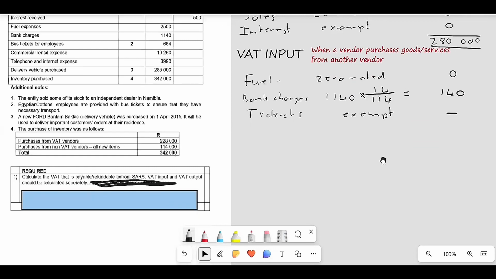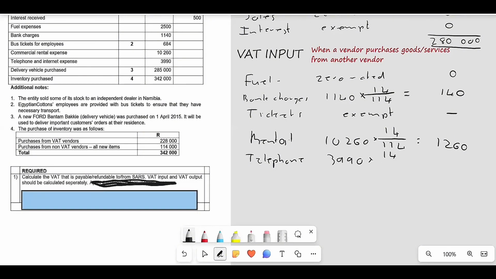Now let's move on to commercial rental expense. This one is tax deductible, therefore it has a VAT input effect. But if it was residential rental expense, then it would be exempt, therefore there would be no input effects, right? So your rental expense would be 10,260 times 14 over 114. Therefore, it gives you an amount of 1,260. Okay, let's move on to the next one. Your telephone and internet expenses are also standard rated. Therefore, 3,990 times 14 over 114 is equal to 490.